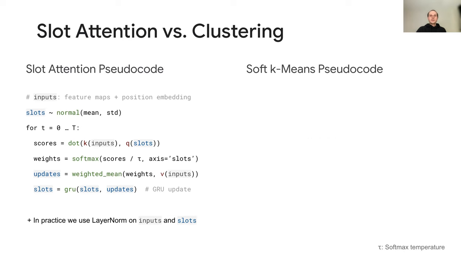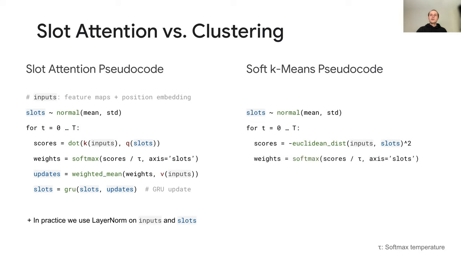Now, the interesting thing is how this compares to soft k-means, which is just a soft version of k-means that you can differentiate through. And in soft k-means, if you compare this side by side, it's actually very similar. Soft k-means would usually use squared Euclidean distance as a score function. That's usually because you cluster in lower dimensional spaces, whereas a dot product is usually better in a high dimensional space. And then again, you have the softmax, which is also normalized over the slots, which introduces the clustering bias. And also it would use a weighted mean to aggregate the values.